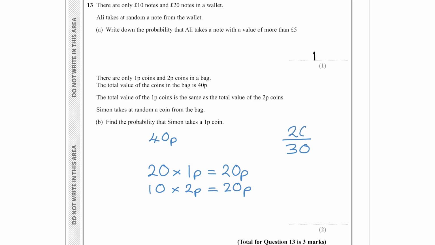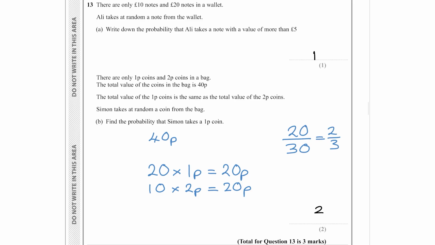So 20 over 30, and probability we should show in its simplest form. So all you have to do here really is simplify this fraction to 2 over 3, and there's your answer. They haven't asked for the answer to be fully simplified, but you should do it, and that should be your 2 marks.